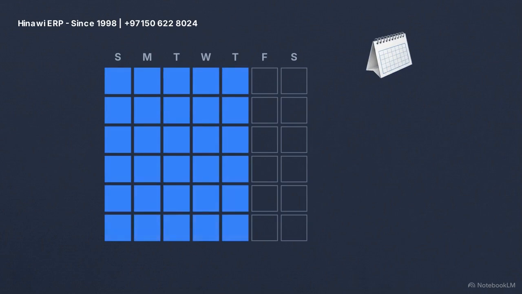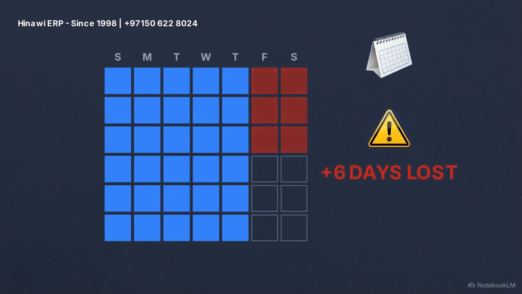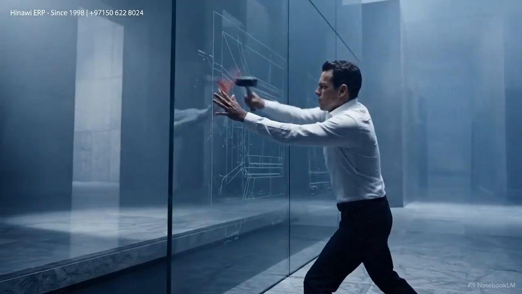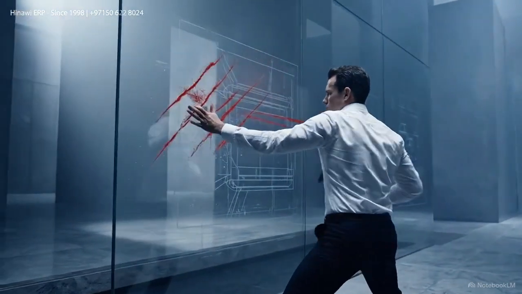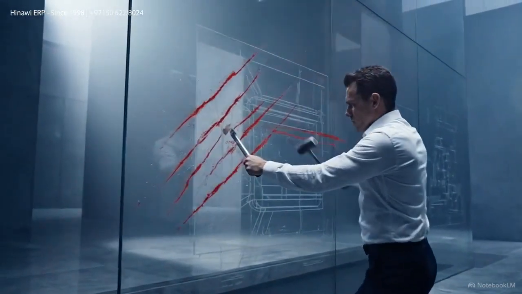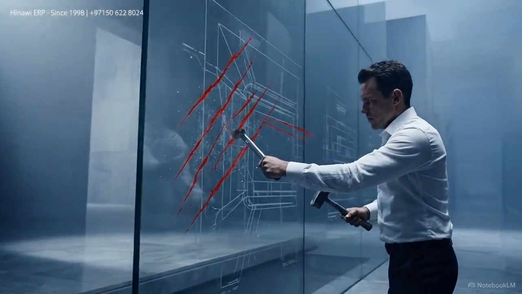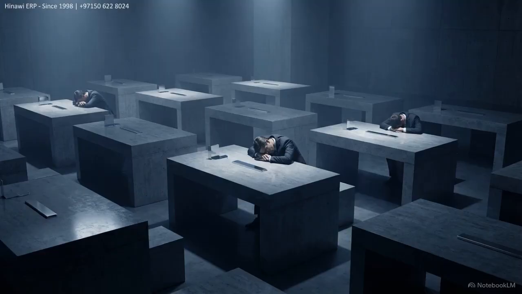If weekends and public holidays aren't automatically excluded by the system, a standard 30-day leave calculation wrongly expands to 36 days of absence. For a project manager, that means silently losing an entire extra week of essential productivity to an invisible calendar blind spot. A single failure to automatically exclude weekends silently compounds into massive, untracked productivity losses across dozens of employees.